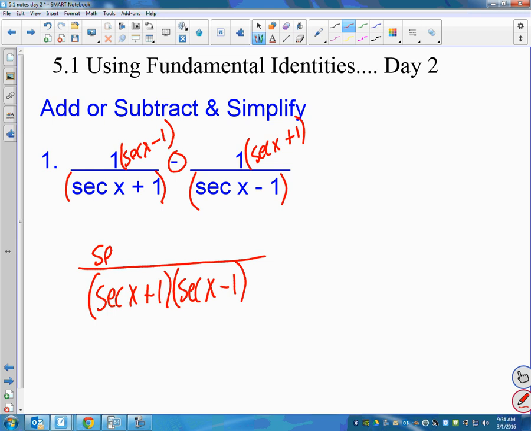So this becomes secant x minus 1, minus, that's going to become minus secant x. If you're also subtracting the 1, you're subtracting that whole quantity. So it's not plus 1, it's minus 1. Questions on where I got it?